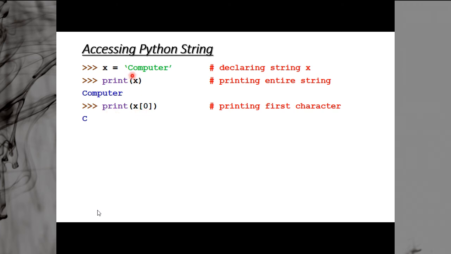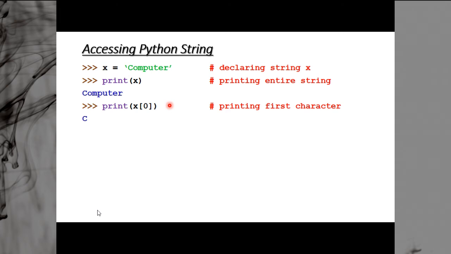The first character is 0, then 1, 2, 3, 4, 5, 6, 7. So if I say x[0], it is C, and if I say x[7], it is R. Okay, 0, 1, 2, 3, 4, 5, 6, 7, x[7], that is R. So in this fashion you can access a Python string.